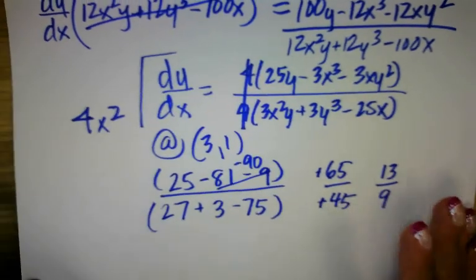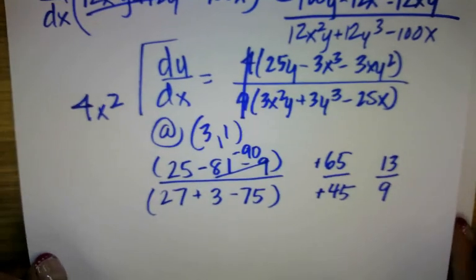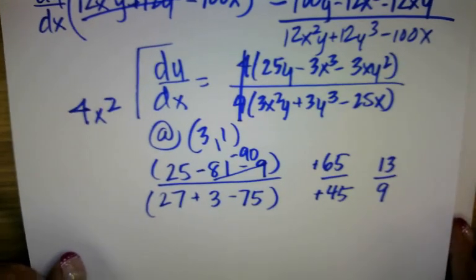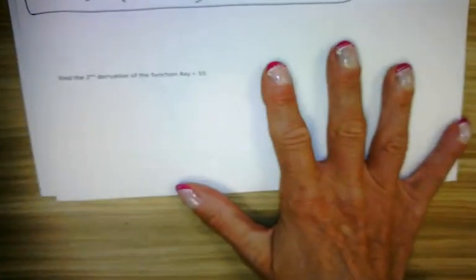All right, we have one more example. Second derivative implicitly. So we want to find the second derivative. Well, you can't find a second derivative until you find the first. So first we're going to find the first derivative.